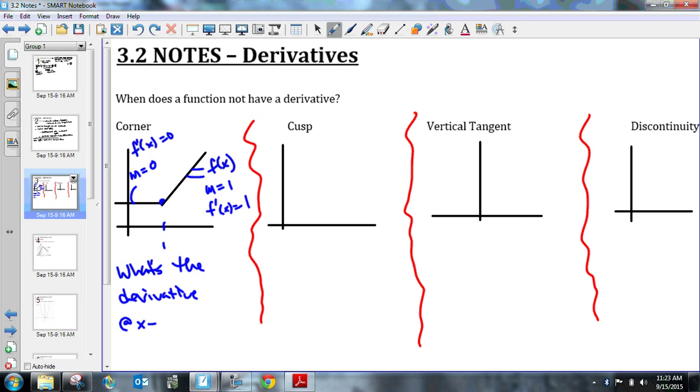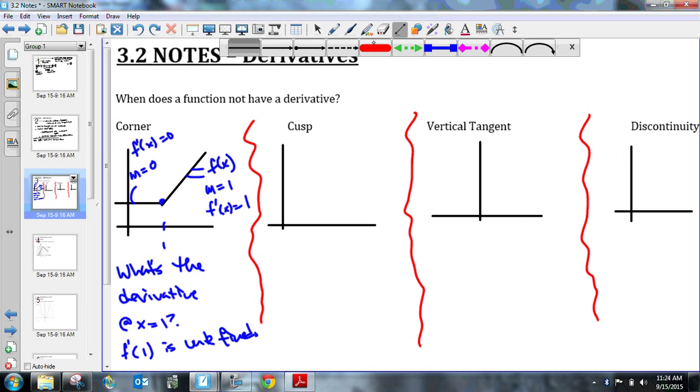at x equals 1? And there is none. f prime of 1 is undefined, and the reason why is because the derivatives don't match at 1. My slopes don't match at 1. To the left of 1, I have a slope of 0. To the right of 1, I have a slope of 1. So I don't have a derivative here.